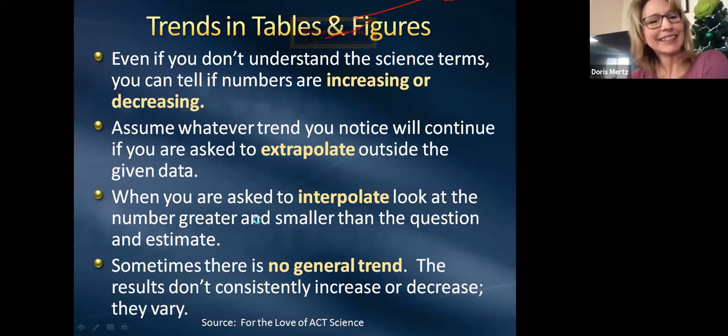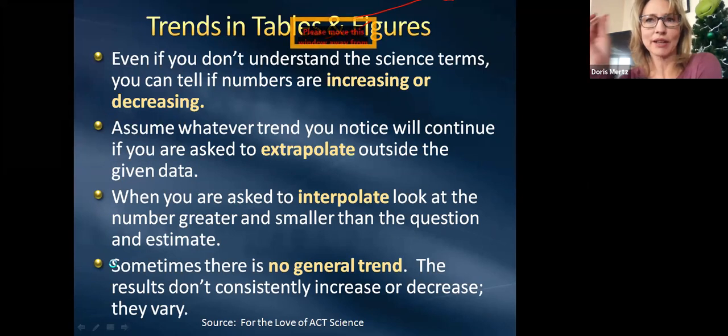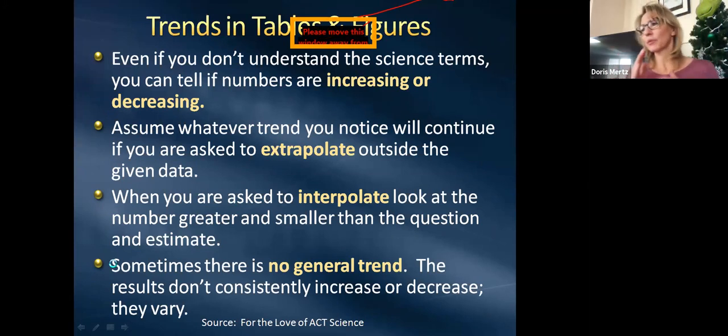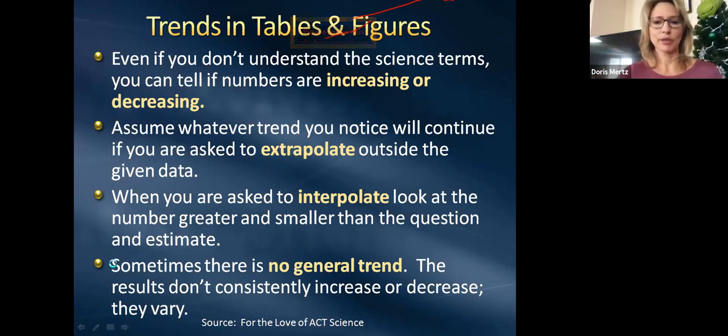It's on my screen. All right, trends in tables and figures, just like we talked about, even if you don't know the term, you can tell if it's going up or down. We've talked about extrapolating outside the chart. We've talked about interpolating, and it's not like when you're interpolating between two numbers, it's going to be something you really need to do with a calculator, or even you're just looking for an estimate. There's going to be an answer that's definitely in the range you're looking for, and the others are not going to be in that range. So don't do a lot of figuring that you don't have to do, just estimate.